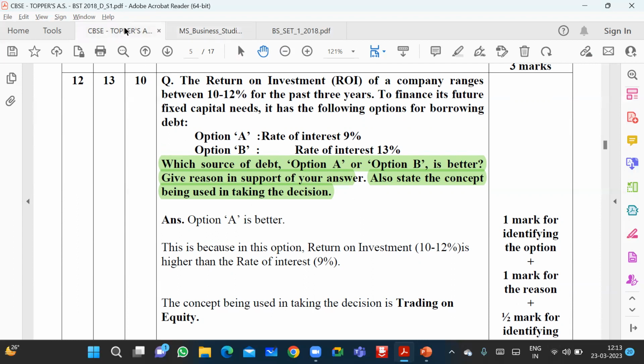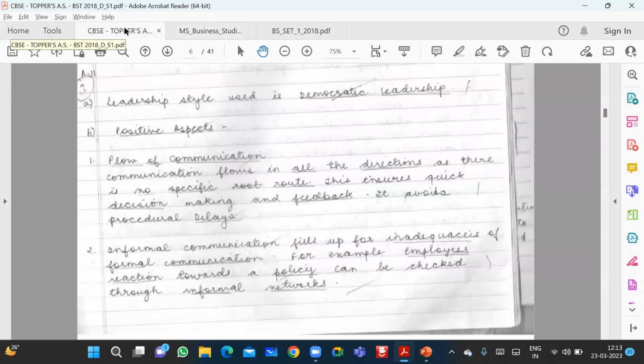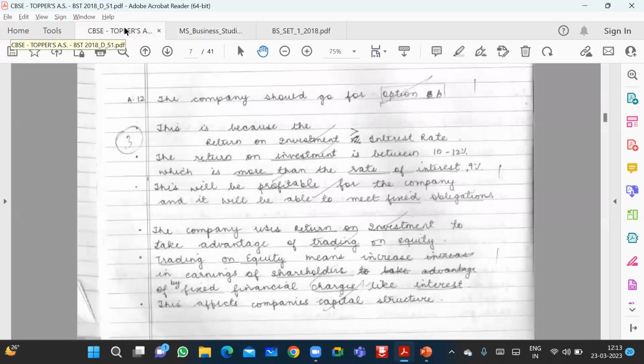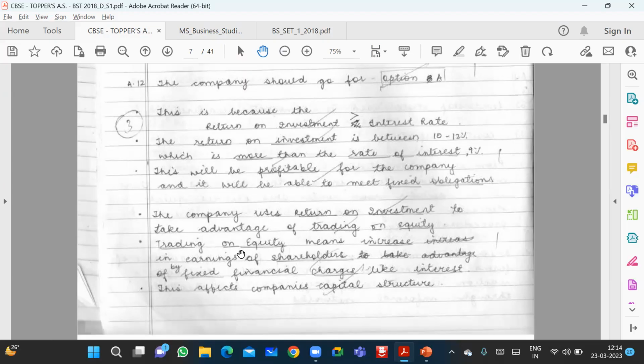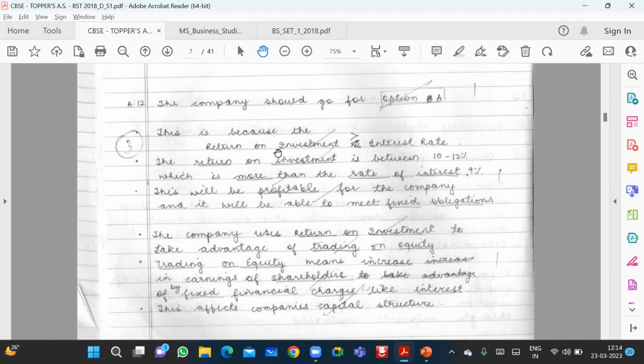Now let's see how the topper has written this answer. Here you can see question number 12. First answer, the student has given option A, and then the student has given the reason. Two points the student has written, and then the concept involved, trading on equity. So this way, these three different questions have been answered, and the paper evaluator has given 1 mark for each answer on the right hand side, and the sum of these 3 marks has been written on the left hand side by encircling the marks.